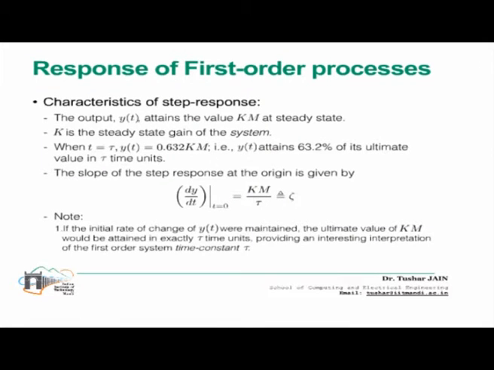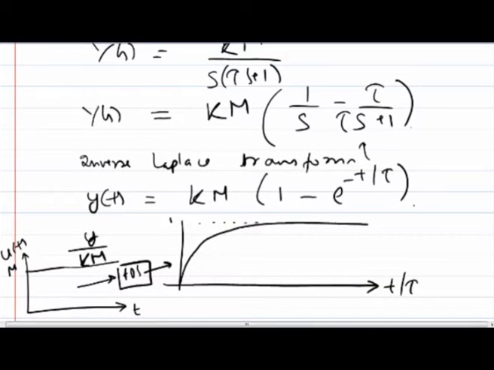And these are a few characteristics of the first order process. So what we have seen by computing is that the output y(t) attains the value of KM at steady state, where K is the steady state gain of the system. Also when t is equal to tau, this is 1, and this gives me the 0.632 value of the maximum value, okay.